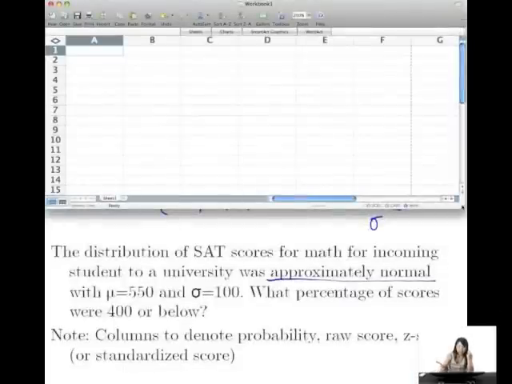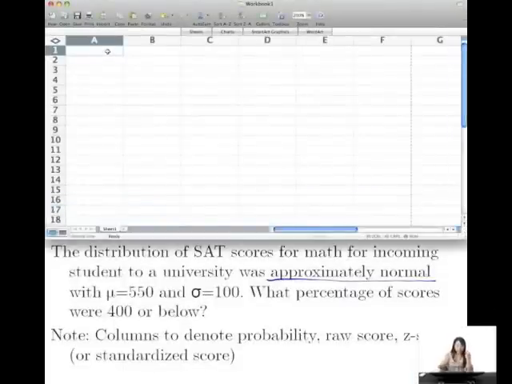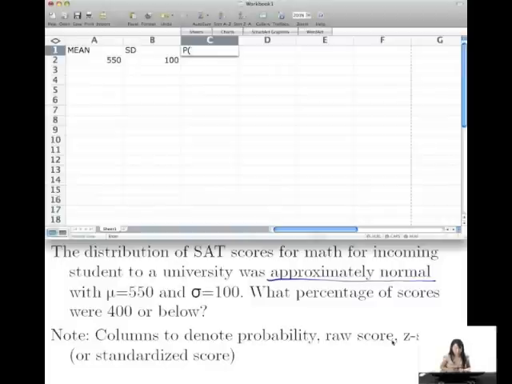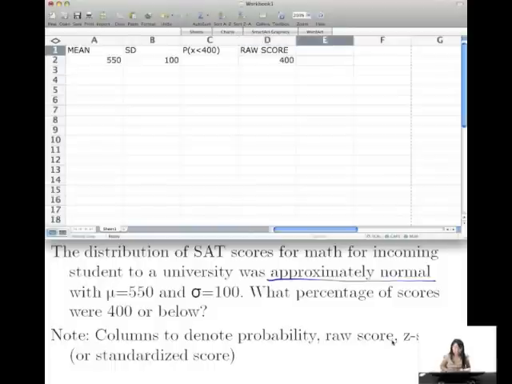So here I just have an empty Excel sheet. And one thing that I'm going to do is I'm just going to use my columns to denote probability, raw score, z-score, just because that's going to help me keep track, like, okay, what am I doing, right? And I'm also going to write down my mean and standard deviation just to help make things a little easier. 550, 100. And I need probability. And I need my probability where x is less than 400. So that's what I'm going for. My raw score is 400.